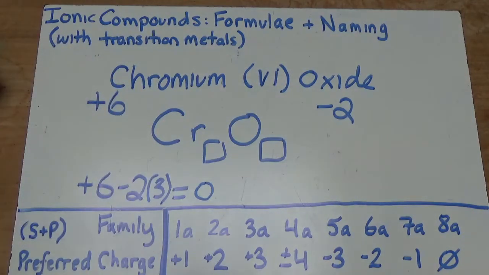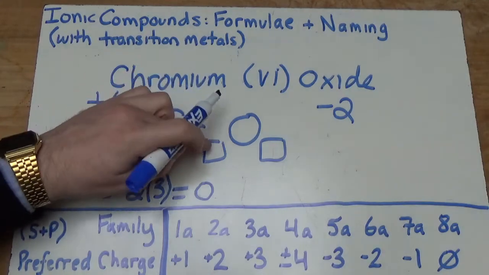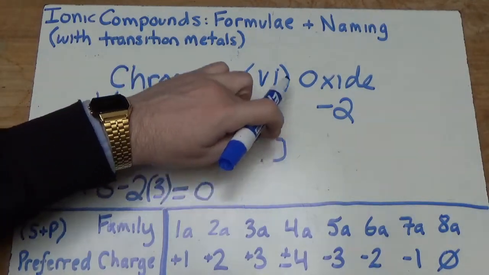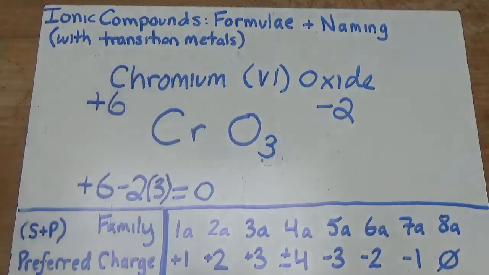If I do that, then all my charges add to 0, and I know that this must be the correct formula. CrO3.